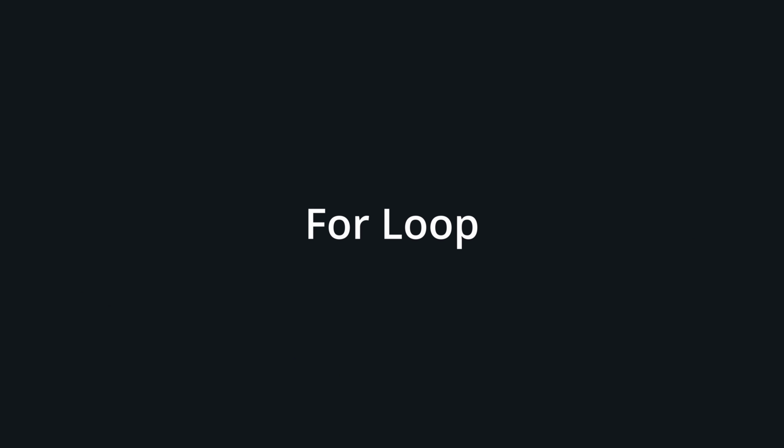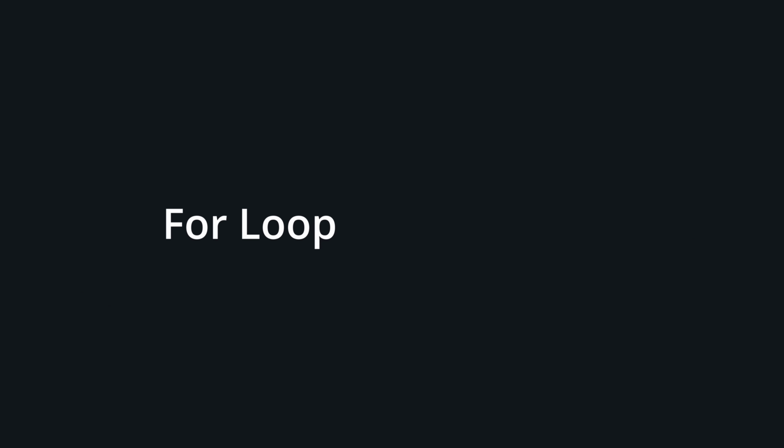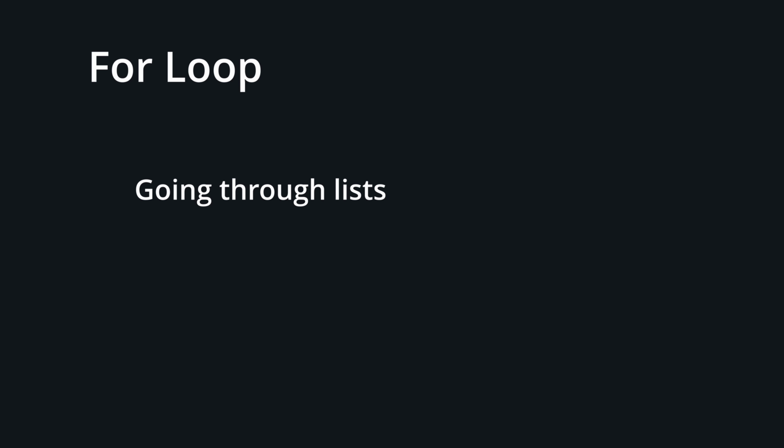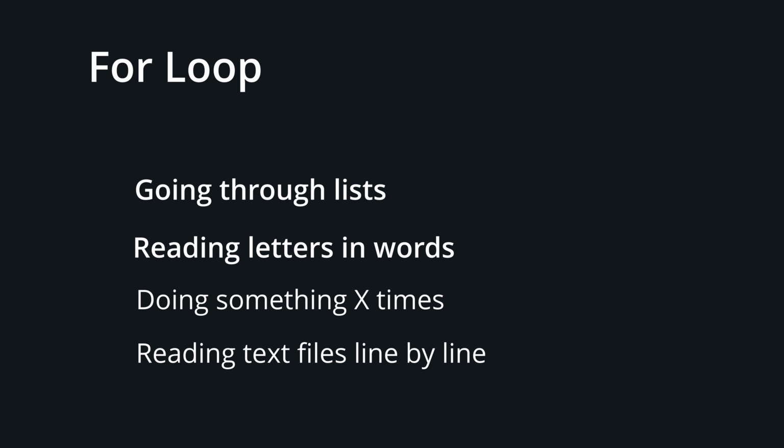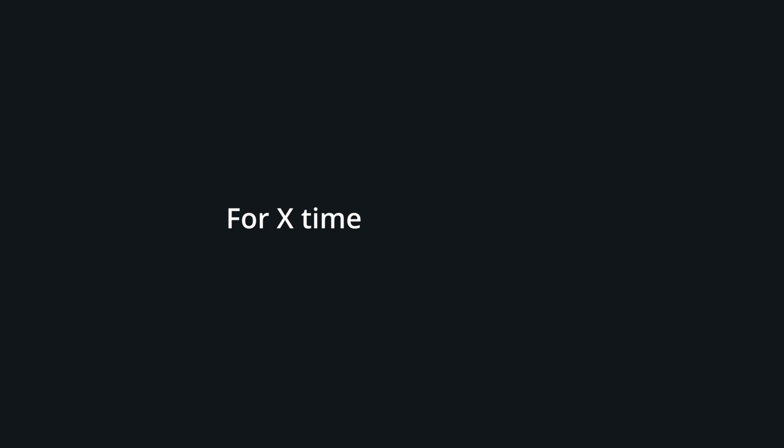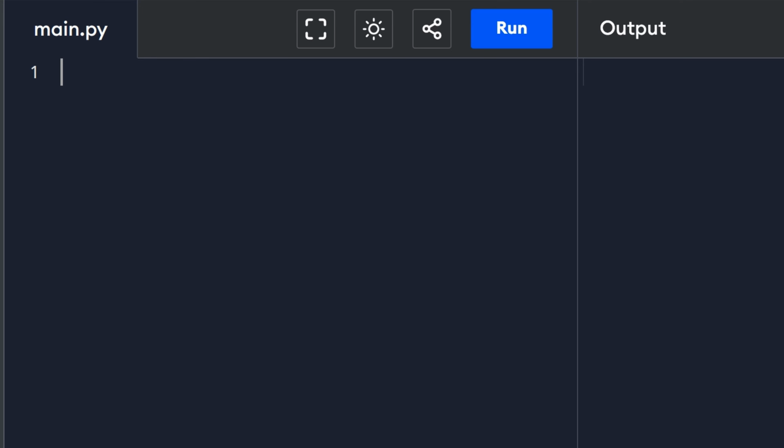Alright, let's start with the for loop. The for loop can be used when going through lists, reading letters in words, doing something a set number of times, or reading lines from a file one by one. So as you can see, it's often used when there is a set number of times you want the loop to run. Let's see the first use case in practice.